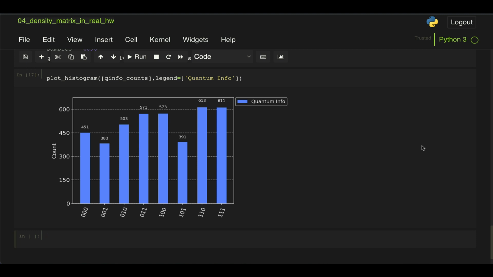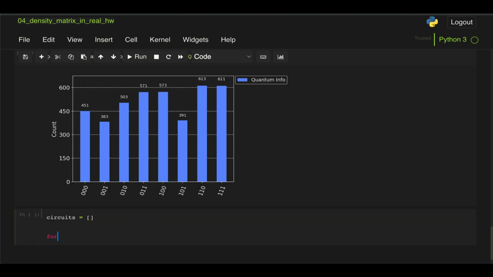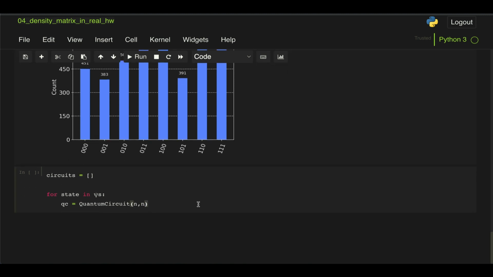So let's go ahead and create an empty list where we're going to store the circuits for each of the different initializations of our eigenvectors. Now let's create a for loop where we're going over each of the states in our decomposition. And then we're going to create a quantum circuit with n qubits and n classical bits, because now we're going to be performing measurements. And then we're going to initialize our quantum circuit to each of the states we are iterating over. And then once it's initialized, we have to add the circuit we want to evolve this state through.